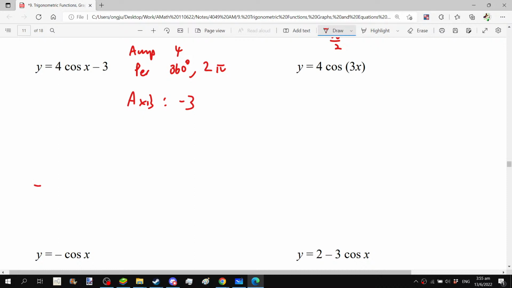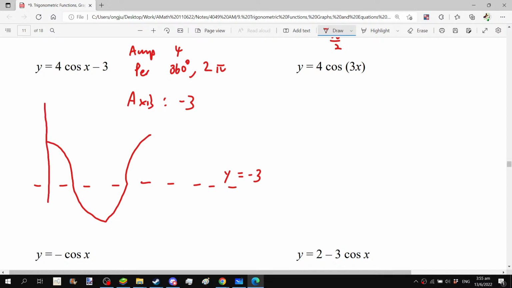So I want you to imagine, right? Let's draw in the axis first. This is a pro tip. It'll make your life easier. We draw in the axis first, which is the horizontal line y equals -3. Then we will draw in our cosine graph, which will be down, down, up, up. Right? Down, down, up, up. Then I'll draw in the y-axis without labeling anything yet.